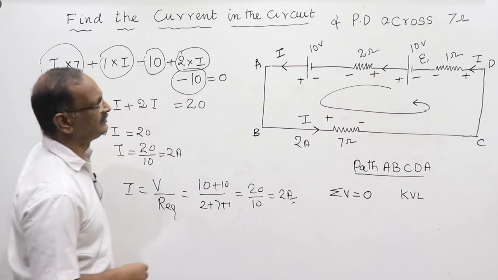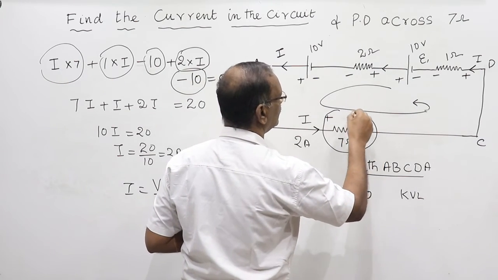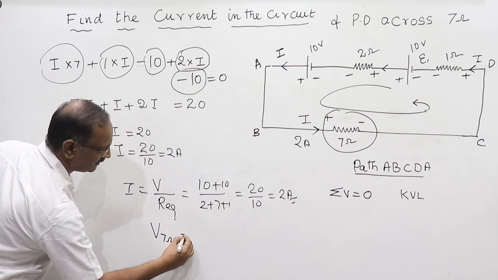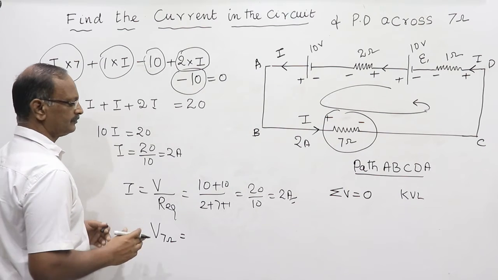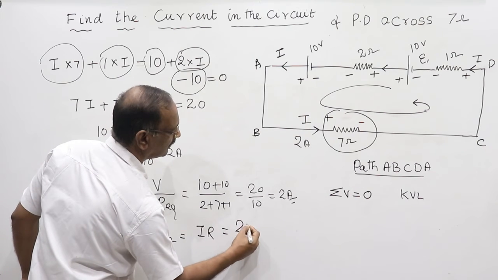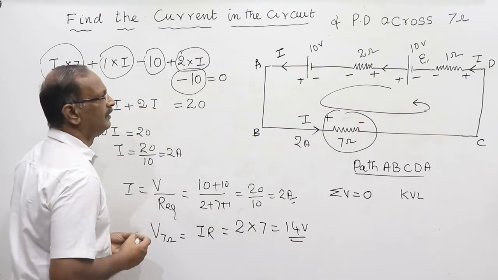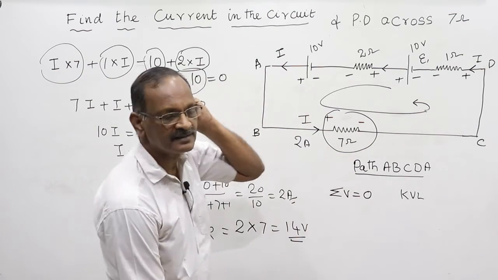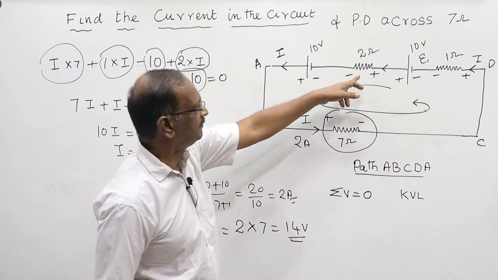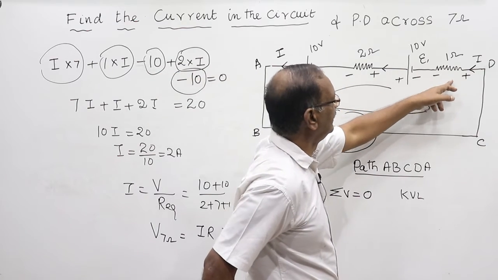Now it is asked what is the potential difference across the 7 ohm resistor. It means how much voltage is dropping here. So the potential difference across 7 ohm is I into R, because I is flowing. I is 2 ampere into resistance 7, which is equal to 14 volt dropping. Out of 10 plus 10, that is 20, 14 volt is lost here. Across the other resistors, the drops are 2 into 2, which is 4, and 1 into 2, which is 2.